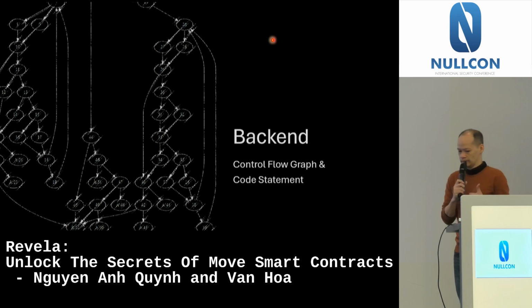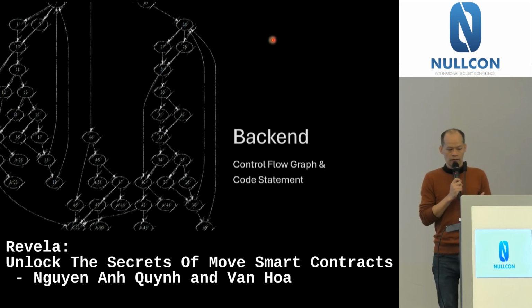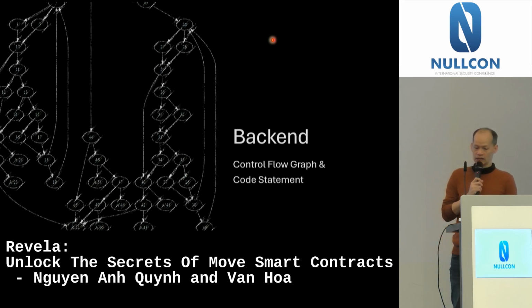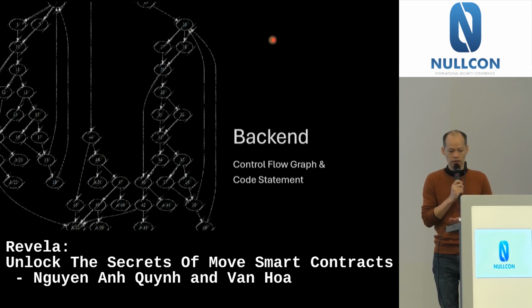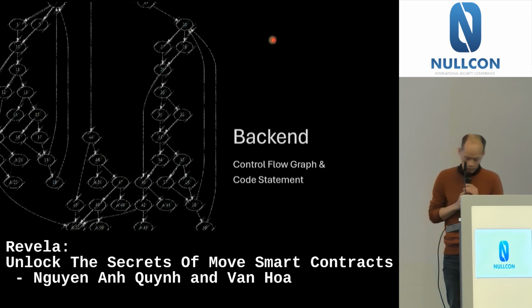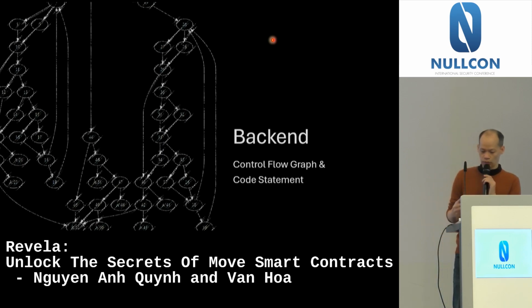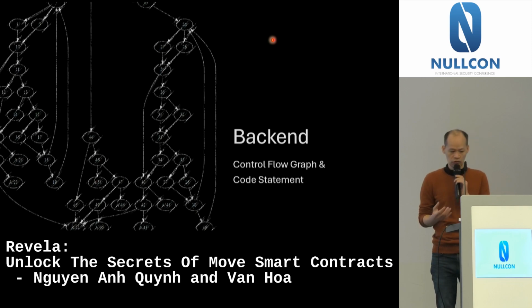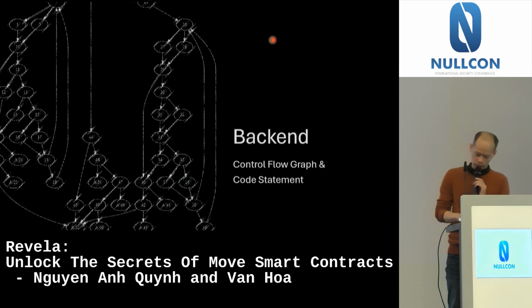So Revela consists of three components: front end, middle end, and back end. Because we do not have much time, in this talk I focus on the most interesting component of Revela, which is the back end. In the next slides, I try to explain how we build the control flow graph and how to build code statements from the low-level bytecode, so you can recover the high-level source code.